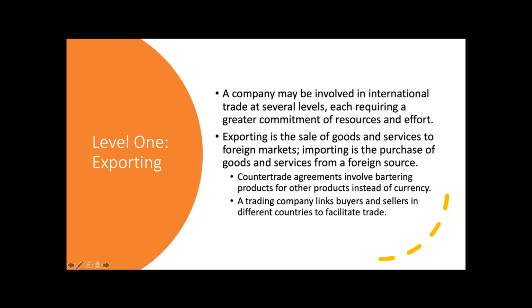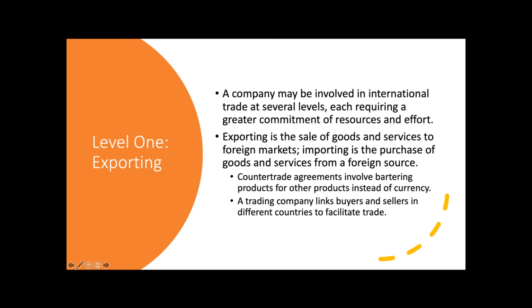A company may be involved in international trade at several levels. Each of these levels we're going to talk about requires a greater commitment of resources and effort. Okay, so this is sort of the way to get your toe in the water, exporting. Least level, lowest level of commitment to resources, commitment of effort. Exporting is just the sale of your stuff overseas. It's a sale of your existing goods and services, and you are exporting it into another marketplace to try and sell it there. You may not even need to change the product itself or even the packaging. You're just able to put it in a brown box called UPS and ship it off to that other country.